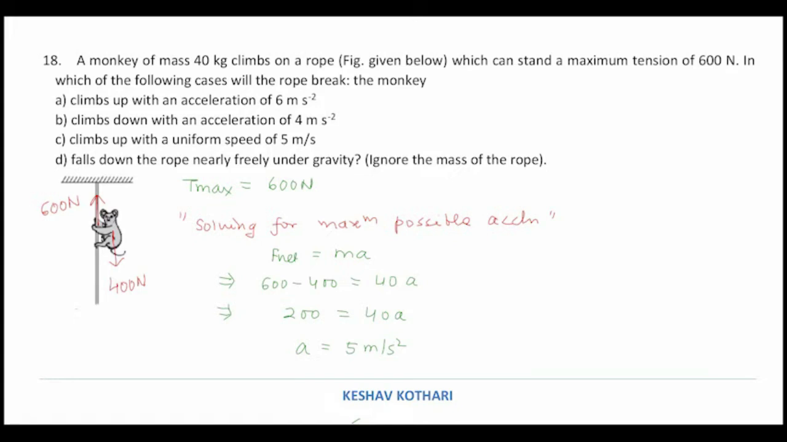So in the first case, which is when it is climbing up with an acceleration of 6 meter per second square, the rope will break.